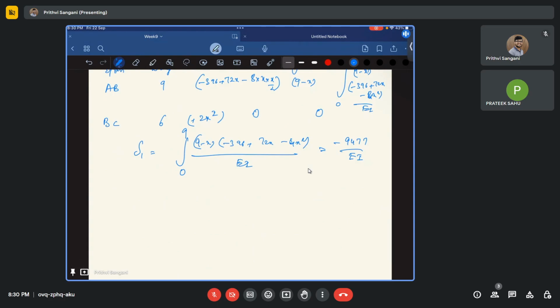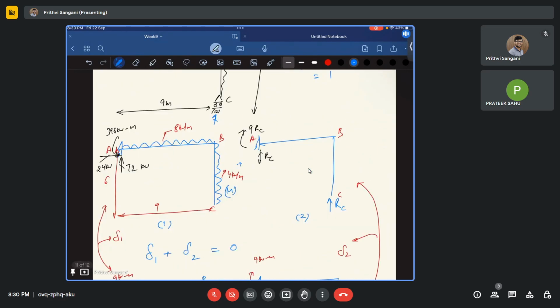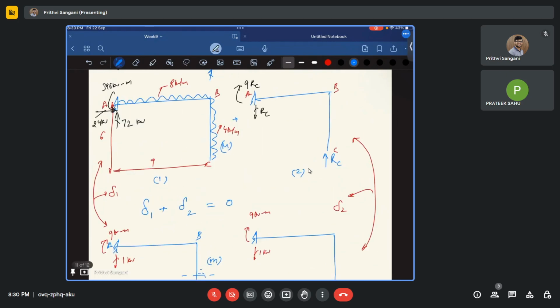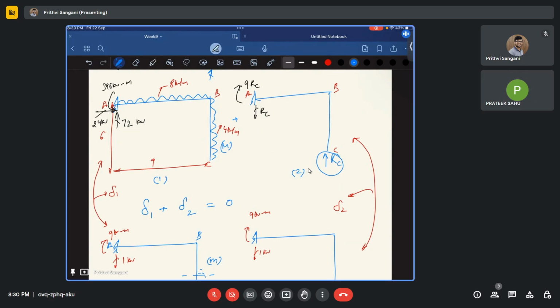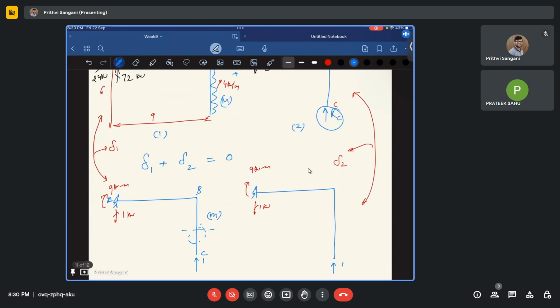Now this delta 1 we have done. Okay, what is delta 2? Delta 2 is actually the displacement because of RC applied. RC is going to be your support reaction, which is redundant, which you don't know. So if you want to find the vertical displacement because of the unknown force RC, you will do the same thing again, right? You'll again use the same unit load method. In that also, the unit load will be acting at point C, and that too in the upwards direction.